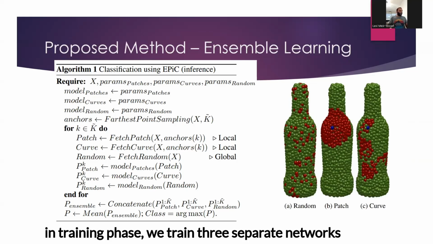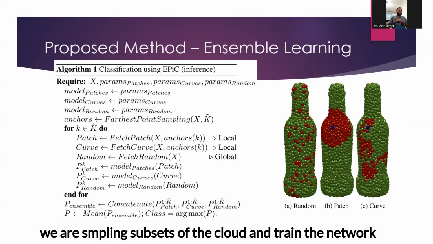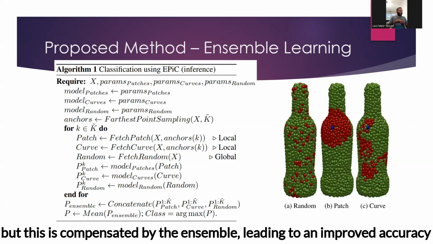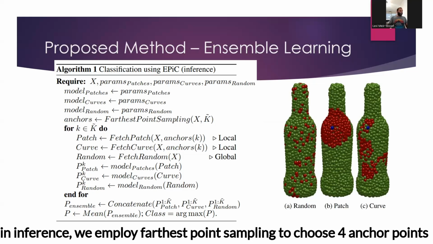In the training phase, we train 3 separate networks, each dedicated to one of these sampling strategies. We are sampling subsets of the cloud and training the network on much harder tasks. Therefore, the overall accuracy is degraded, but this is compensated by the ensemble, leading to an improved accuracy over the vanilla network performance.